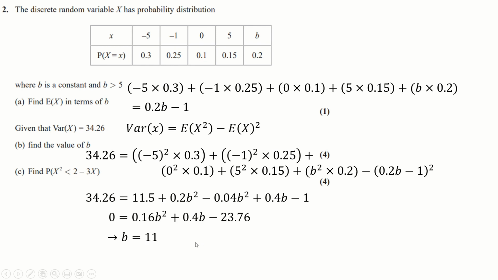There's also a negative value that I couldn't even bother to write down because it tells you b is positive. Sorry, it tells you b is greater than 5. I can't even remember. Maybe the other value was like between 0 and 5. I don't remember, but this is the only one you can have. And yeah, find the probability of this here.